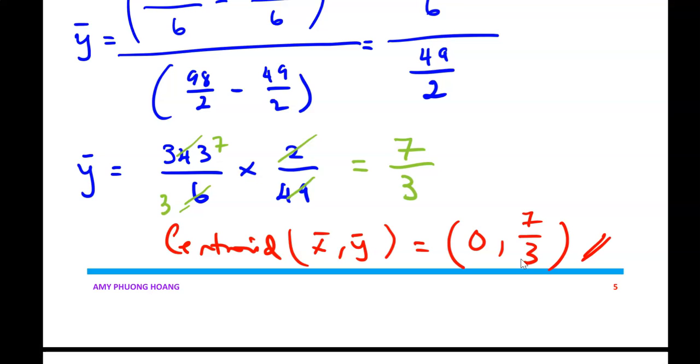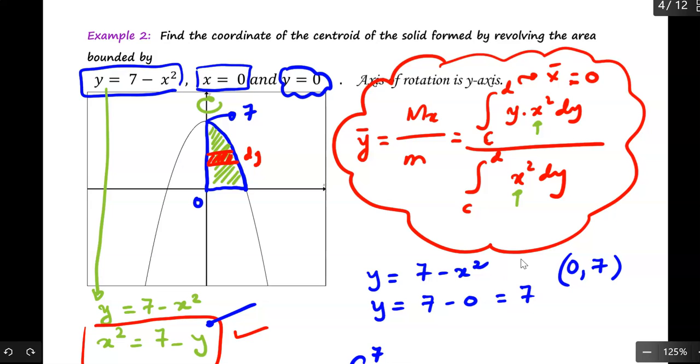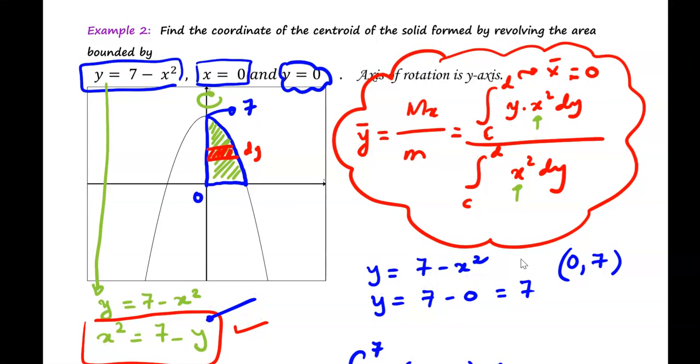Alright, let's go back and see what we have done. Again, we are finding the coordinate of the solid, and when talking about the solid, just think about the volume, and that means the area revolving about the x-axis or the y-axis, and the formulas were related to the volume using this method. In this case, we have the axis of rotation as the y-axis, so you are going to pull these formulas out right away, and all you do is find the Mx and find the M. M in this case is the volume.